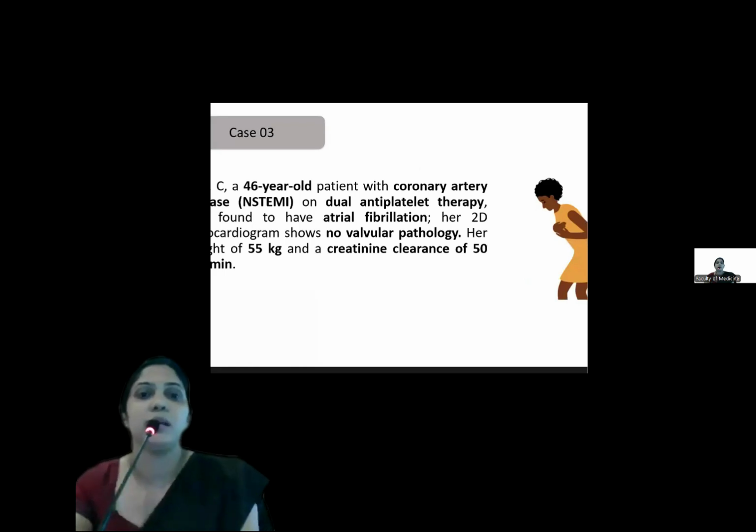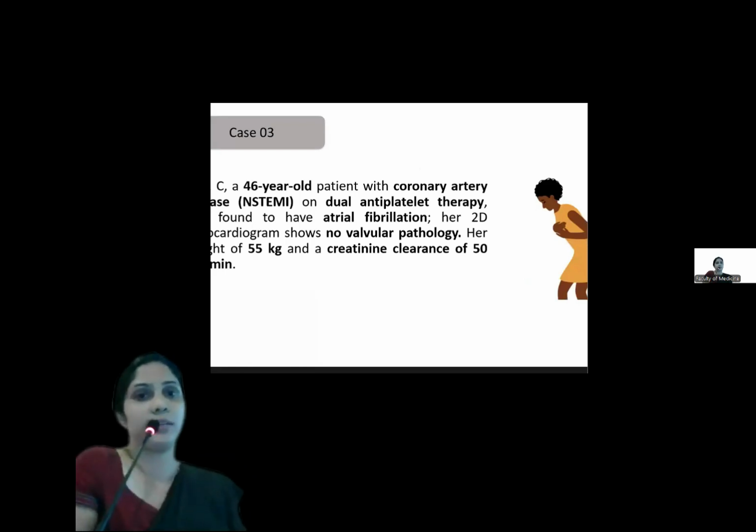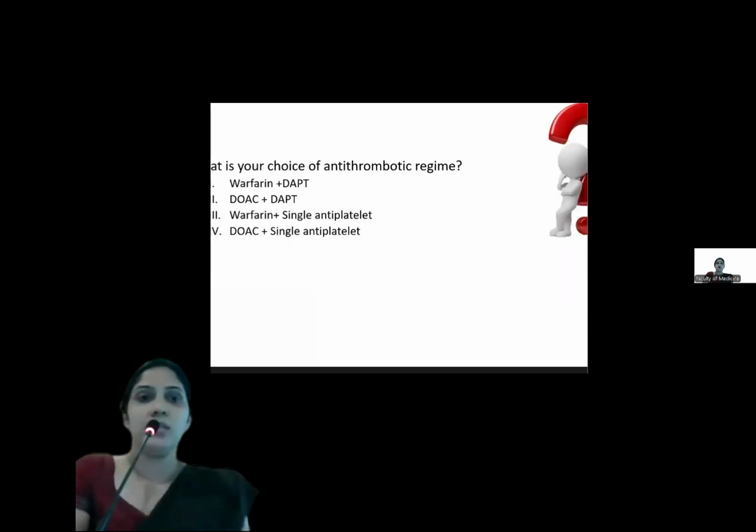So moving to the last case. We have Mrs. C, a 46-year-old patient with coronary artery disease who is on dual antiplatelet therapy, and was found to have atrial fibrillation. 2D echocardiogram doesn't show any valvular pathology. Weight is 55 and creatinine clearance is 50. So what is your choice of antithrombotic regime? Is it warfarin or DOAC? Or are you going to use dual antiplatelet or single antiplatelet? So basically it's a dual therapy or triple therapy.